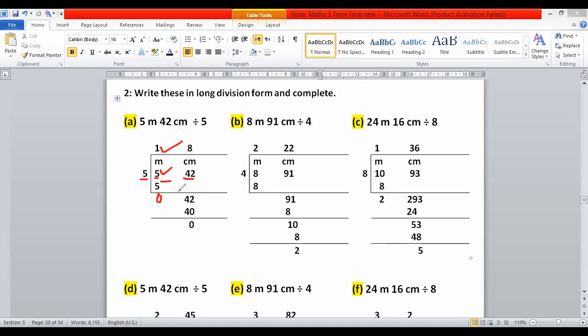Here we have 0 meter, nothing. So you have to divide these centimeters. Here shift 42 down, and after that you divide. 5 8s are 40. 42 minus 40. So here we get 2, not 0. Similarly, you can write this one.